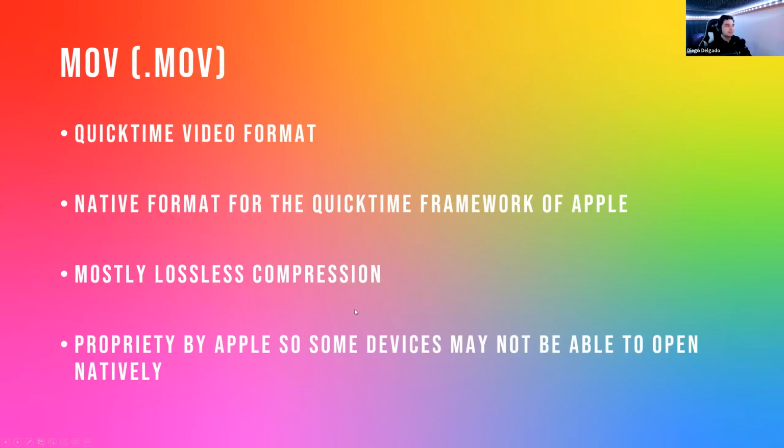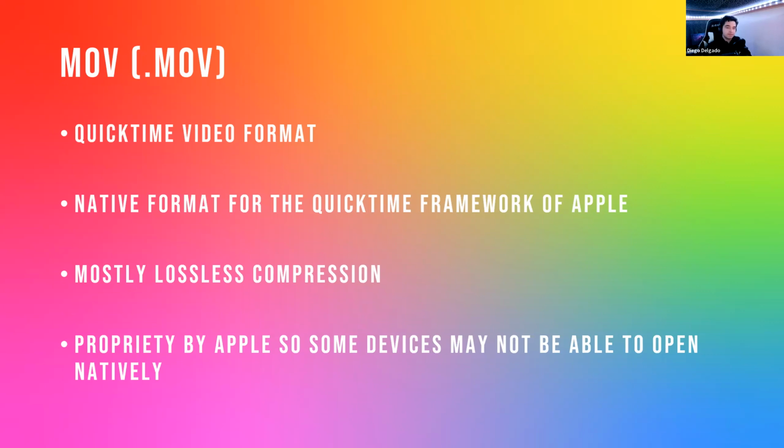Then we've got the MOV. It's a QuickTime video format. It's the native format for the QuickTime framework of Apple. It's mostly lossless compression. It's a little bit complicated how it actually compresses, but again, you don't need to worry about it. If you really want more information on it, you'll be able to find that information in the document I'm going to provide you with. However, it's proprietary to Apple, so some devices may not be able to open it natively.